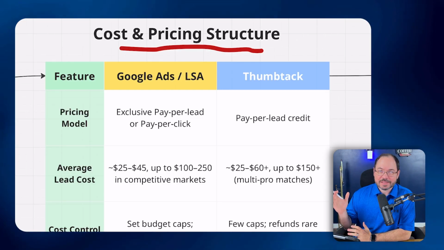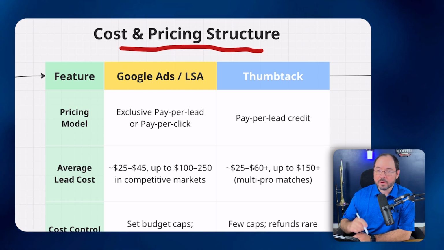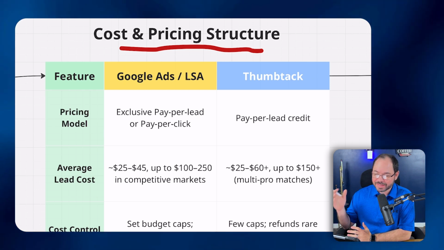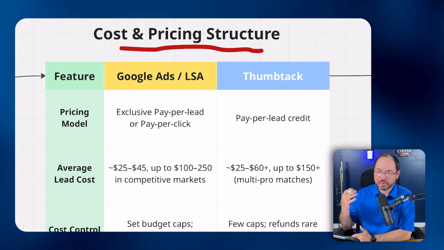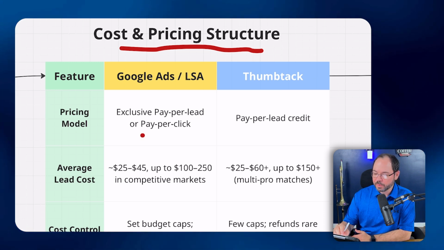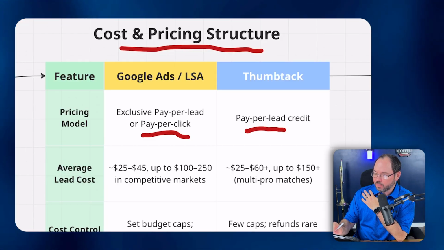So when it comes to pricing model, how are these things priced out? Google Ads is a pay-per-click system, or if it's local service ads, it's a pay-per-lead system, meaning when somebody calls you, you're actually going to pay for that lead. But pay-per-click, that's going to be every time somebody clicks on your ad in the search part, they're going to go to your website or landing page, and that's going to cost you money. Thumbtack is pay-per-lead credit. You actually pay up front for a certain amount of credit towards leads, and then they'll send you leads as they come.